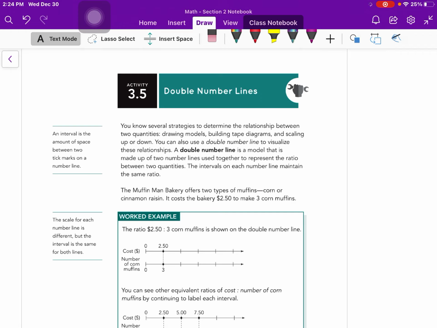Our last way to represent equivalent ratios is by creating something called double number lines. You know several strategies to determine the relationship between 2 quantities. We have learned that you can draw models, build tape diagrams, scale up or down, and you can also make double number lines. Now, a double number line is a model that's made up of 2 number lines used together to represent the ratio between 2 quantities. The intervals in each number line maintain the same ratio. What's an interval? An interval is the amount of space between 2 ticks on a number line. Here's a tick, here's a tick.